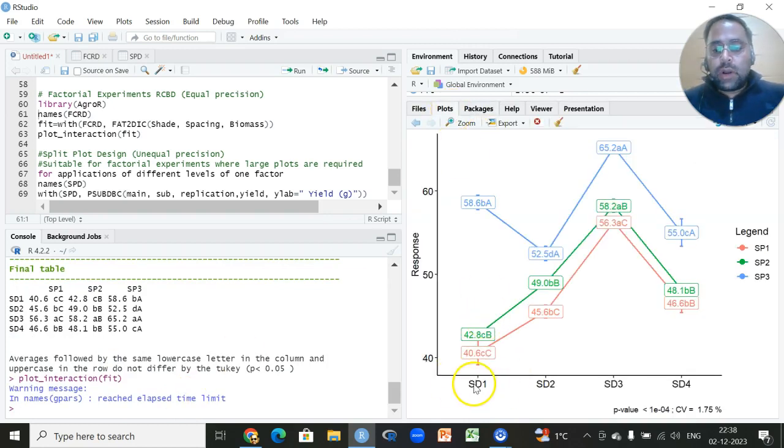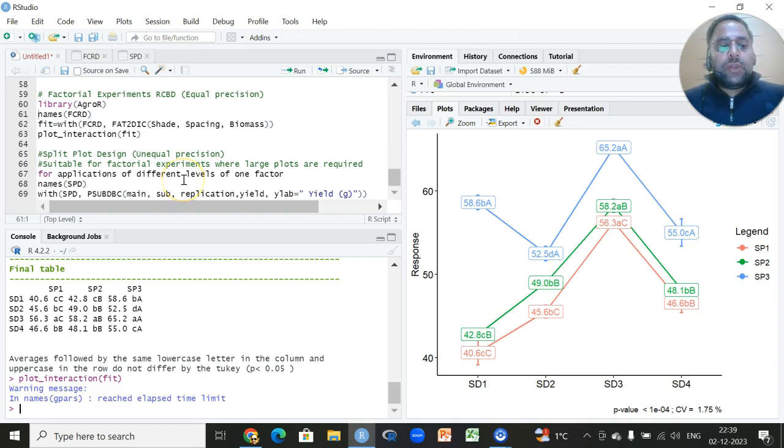This is the interaction plot, and these are the levels of the shades and these are the levels of the spacing, and you can find out whether we have a significant interaction or not. So as far as factorial experiments are concerned, where factors are studied simultaneously in a single experiment with equal precision, we have another type of factorial experiment that is known as split plot design.